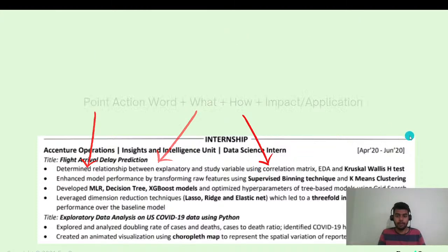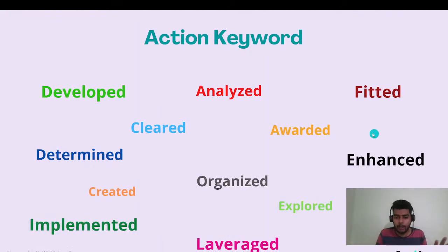Obviously, there are a lot of different action keywords. If I talk about some action keywords that are actually used in a data science resume: developed, analyzed, cleaned, determined something, created something, implemented something, enhanced, fitted some model, achieved something, leveraged something, explored something. So this type of action keyword. You can figure out action keywords using your own intuition, or you can search on Google for action keywords for a resume, and you'll get a list of strong action keywords that you can use.